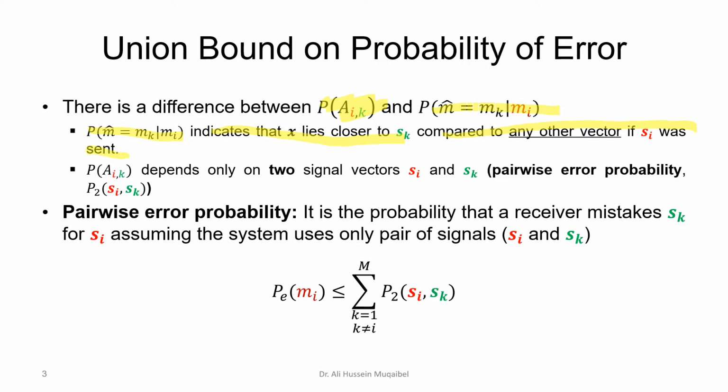However, if you look at it, it just depends on two signal vectors, and we are looking at what we call the pairwise error probability, which is given by the following. The pairwise error probability is the probability that a receiver mistakes SK for SI, assuming that the system uses only pairs of signals. Other signals don't exist. So we expect that the true probability of error will be less than the pairwise error probability which we use in the union bound.